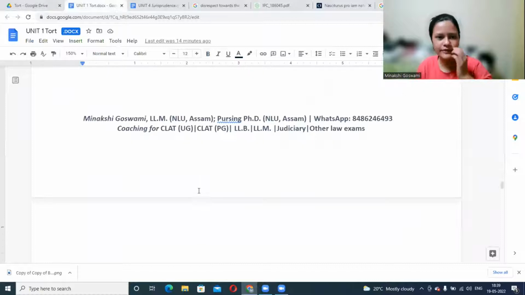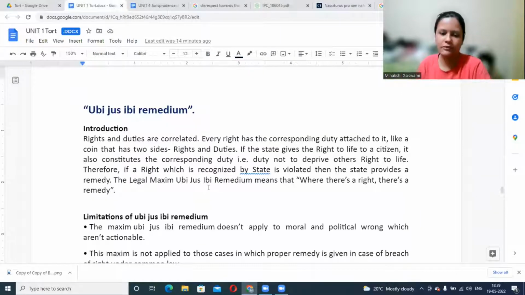Okay. So there is entirely one topic on Ubi jus ibi remedium. Now, when we talk about rights and duties, what is a right? A right is nothing but entitlements. If you say you have a right to enjoy a certain property, as in you are entitled to enjoy the property, you can sell it, gift it, live there, whatever you want to do.